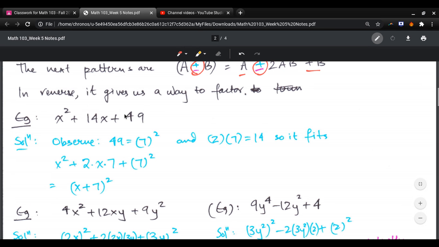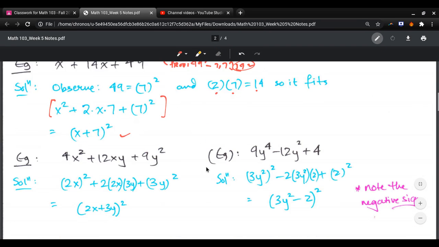For example, here, I have x squared plus 14x plus 49. You can follow your previous method of finding two numbers whose sum is 14 and whose product is 49. 1 plus 49 is 50, so no. 7 times 7 is 49 and 7 plus 7 is 14, so okay, that works. Or you could observe that 49 is 7 squared and that 2 times 7 is 14. So it fits the pattern of x squared plus, I can rewrite 14 as 2 times x times 7 plus 7 squared, and that gives me x plus 7 whole squared directly.